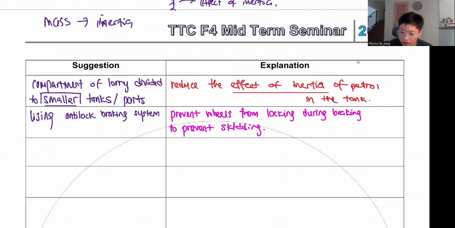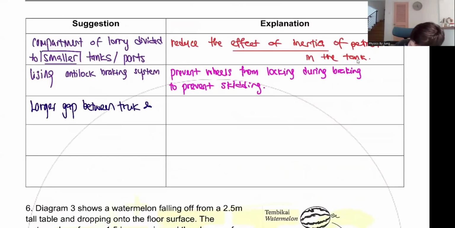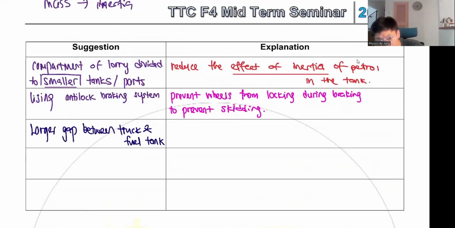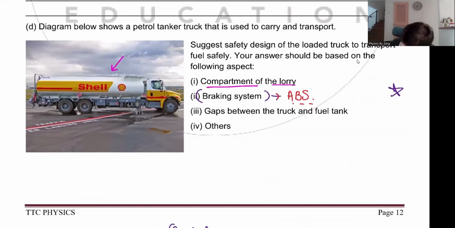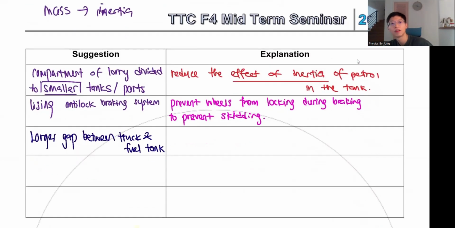Then we look at the third one, the gap between the truck and the fuel tank. So the answer is that you need a larger gap between the truck and fuel tank. When you say the truck, it actually means the front part of the car, the head. Fuel tank is the behind part here. So they purposely add a bit of gap here. Okay, why? Why do you want a larger gap here? What's the purpose?